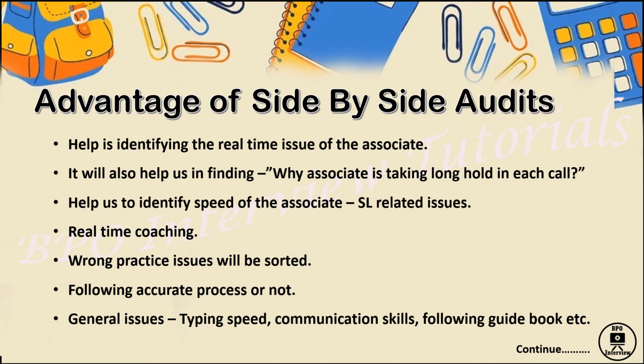That will also get sorted. We will understand that the associate is facing these issues with the help of side by side audits. Whether he is following the accurate process or not, whether the associate has a knowledge gap or not, we will identify here. And there may be certain general issues like typing speed, communication skills, following the guidebook. These are issues for which you will get the solution while doing the side by side audits.